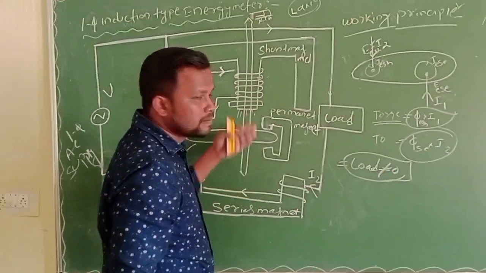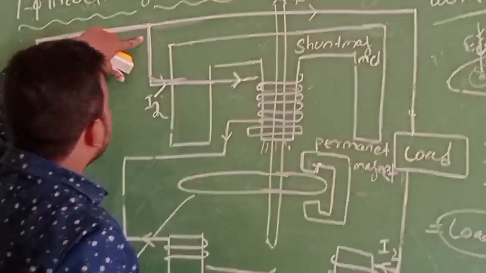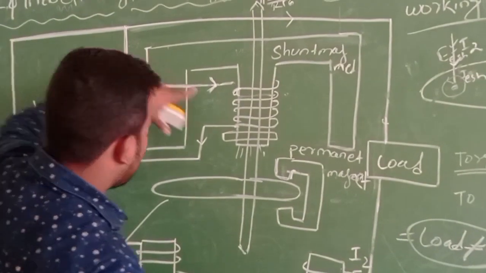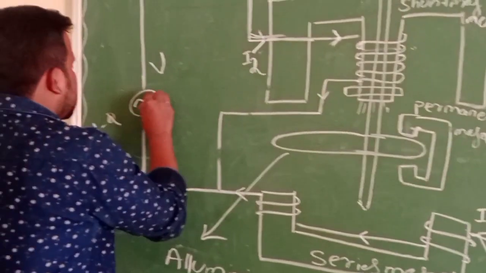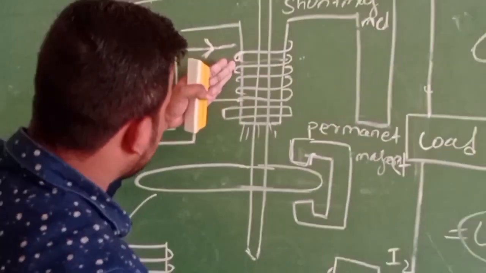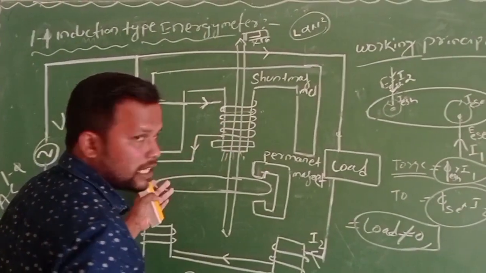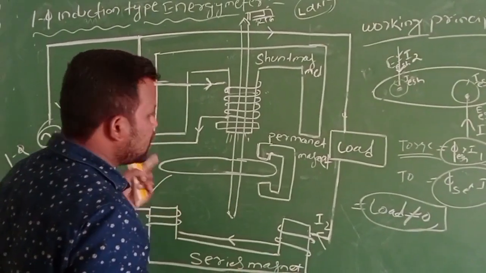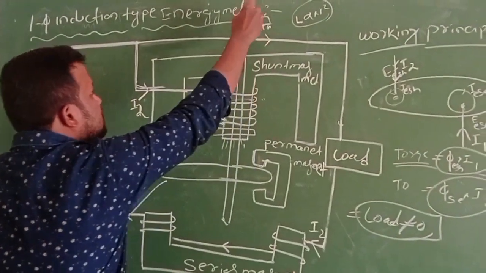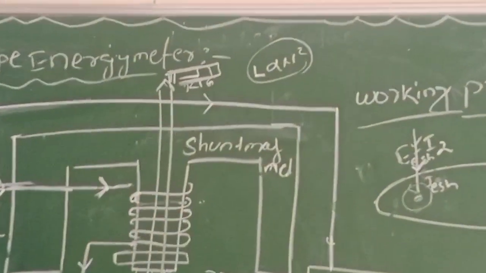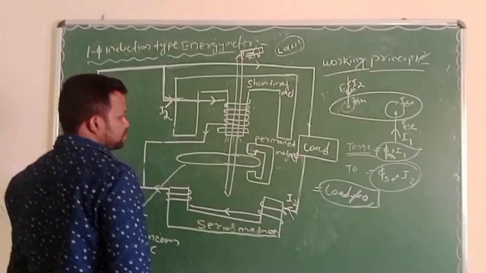When the series magnet flux is zero, the shunt magnetic field flux, the supply voltage, is in parallel to the shunt magnet, and the shunt magnetic field will make the disc rotate. If the disc rotates, the spindle will also rotate, and the reduction train will count how many units are consumed by the meter.